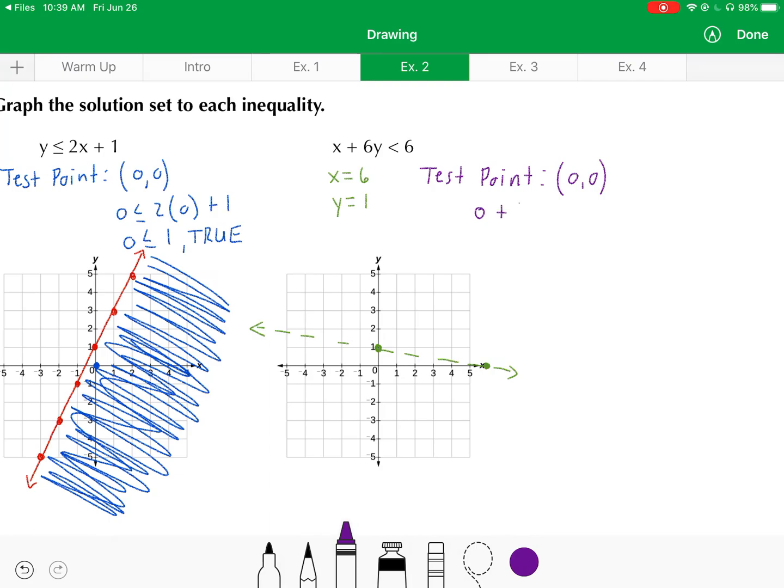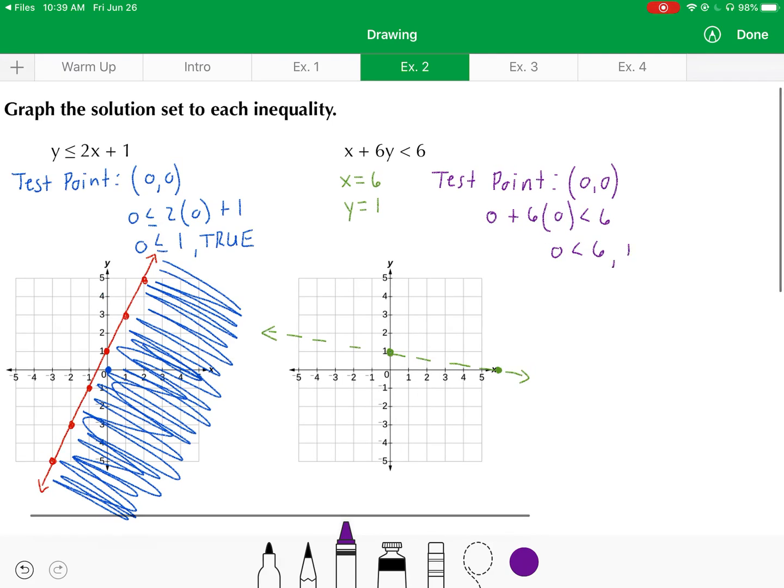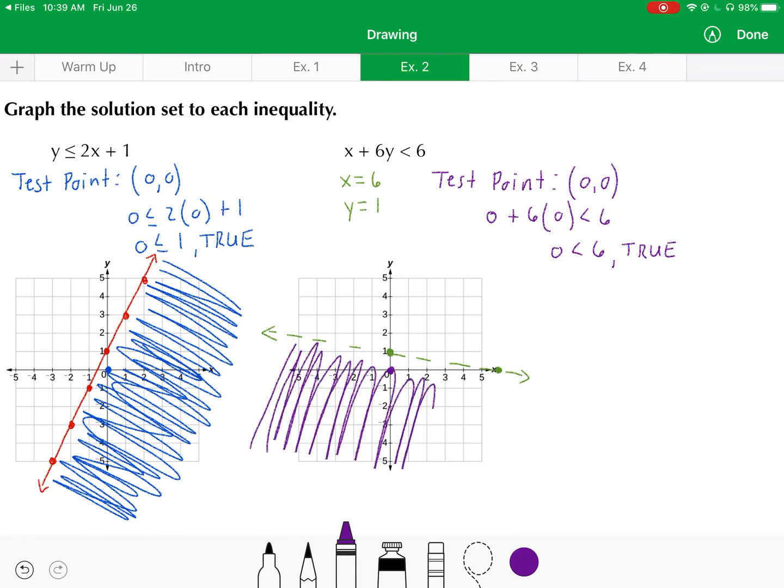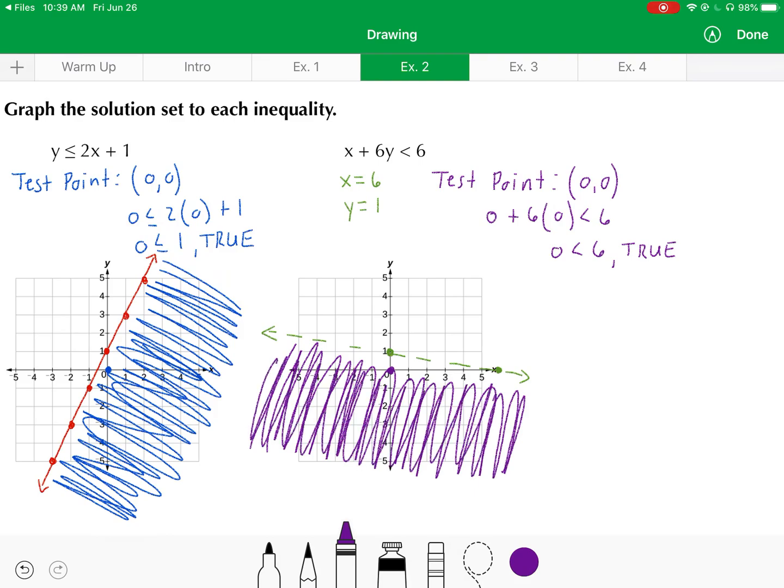Plugging 0 in for x as well as for y, you end up with 0 is less than 6, which is another true statement. Since that's true, that's telling me that the origin is part of my solution set. Notice the origin is below my boundary line, so this entire region below is my solution set. Pick any point in that region. If you plug it into the inequality, you'll get a true statement out. Any point that's in the other region that I didn't shade, if I were to plug its coordinates into the inequality, I would get a false statement.